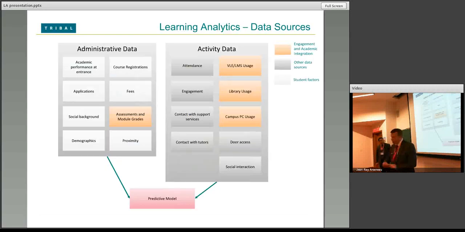So the way we created a data warehouse was pulling information from the administration systems on the left, but also activity data I've mentioned before about how much they use the LMS, the library, maybe the campus PCs if you record that, door access and so on. From all of that information, we were pulling together a predictive model. And David's going to show you that predictive model and where you can predefine formulas to work out the predictions. The system in itself, though, will learn from the information and can adjust those predictive algorithms.